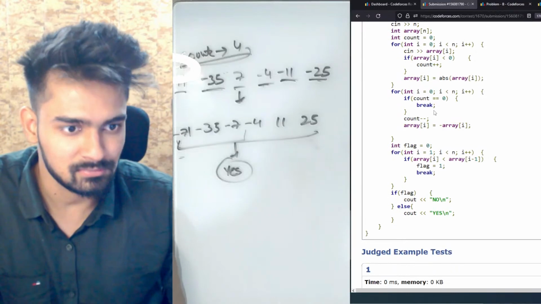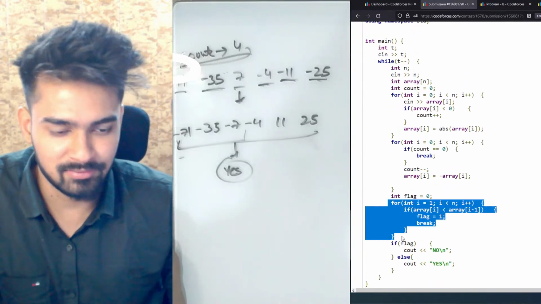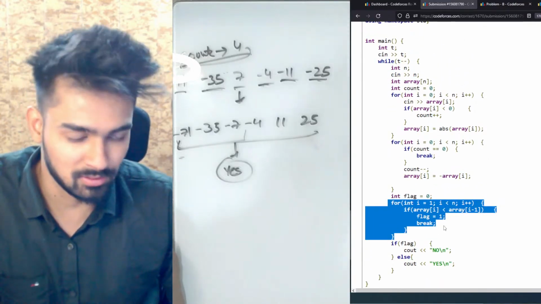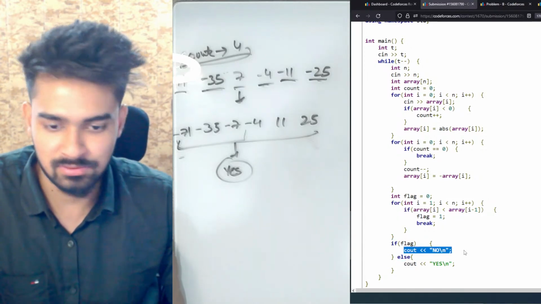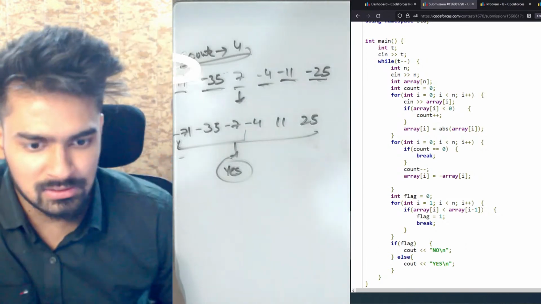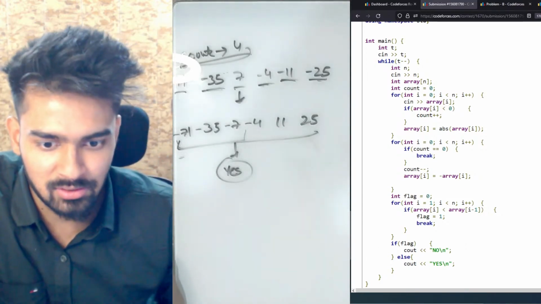After that, I just checked if the final array is now non-decreasing. If it is non-decreasing, then the answer becomes yes. Otherwise, the answer becomes no. That's it. Will this work for the case 0, 0?